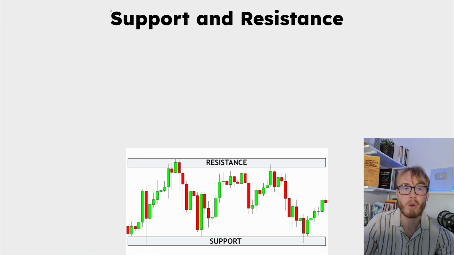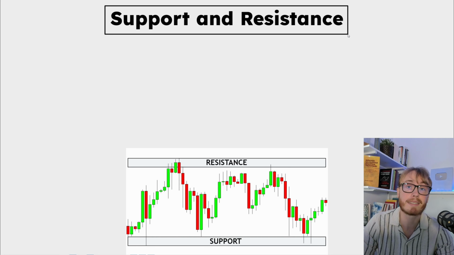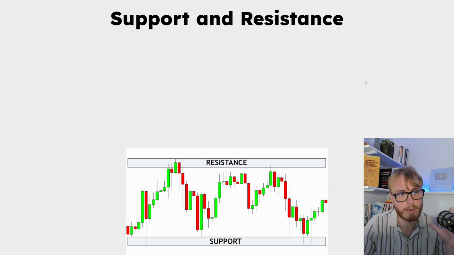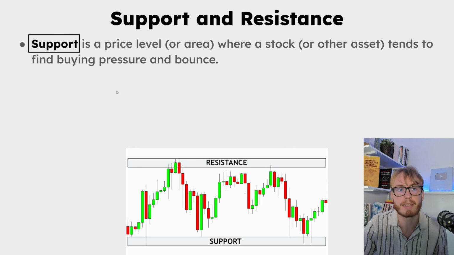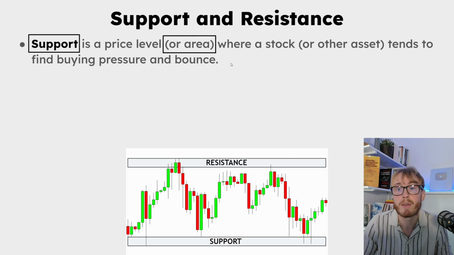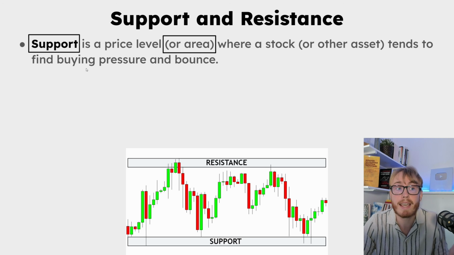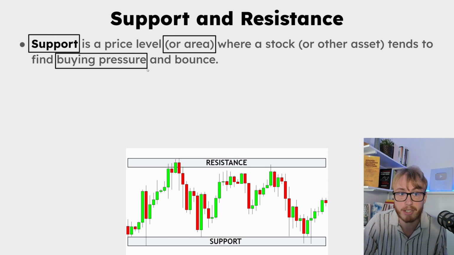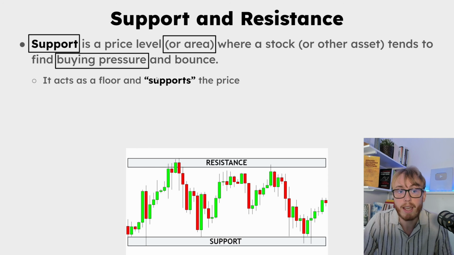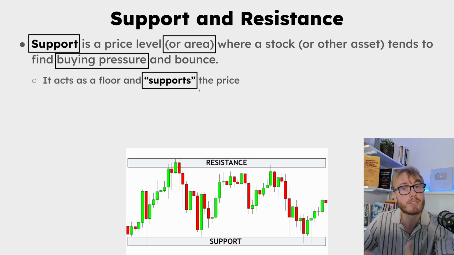Now it's time to go over one of the most powerful concepts in technical analysis, and that is support and resistance. But what is support and resistance? Well, support is basically a price level, or to be more precise, a price area where a stock or cryptocurrency or forex tends to find buying pressure and bounce. A support level acts as a floor and supports the price, and hence the name support level.